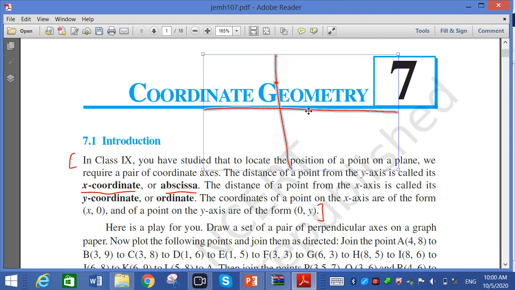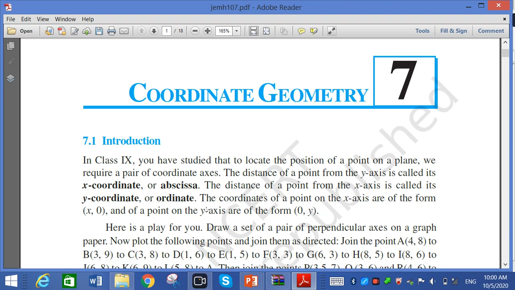Suppose here I have written 2, and here 3 has come. This distance is actually the distance from the y-axis. Now the distance of a point from the x-axis is called the y-coordinate, or ordinate.